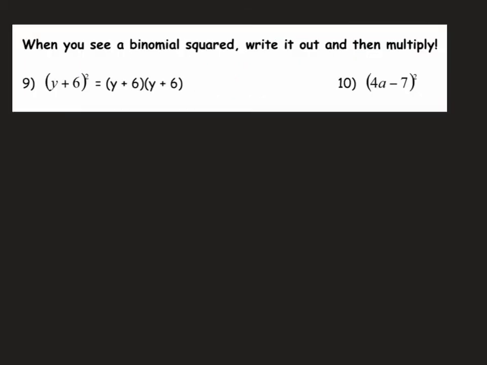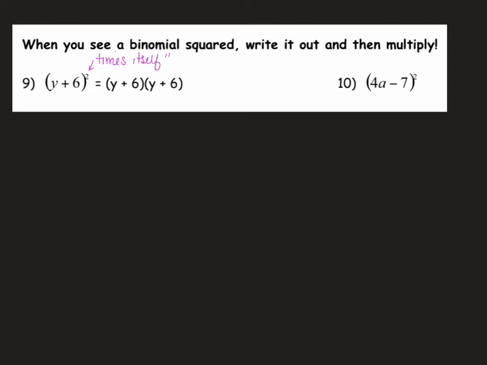So sometimes problems don't look like they're going to be a foiling type problem, but when you see that you have a binomial squared, that means that you know you have two terms times two terms, which we know we do foiling for. So for instance, this first example is already separated for you. When something's squared, that means it's times itself.